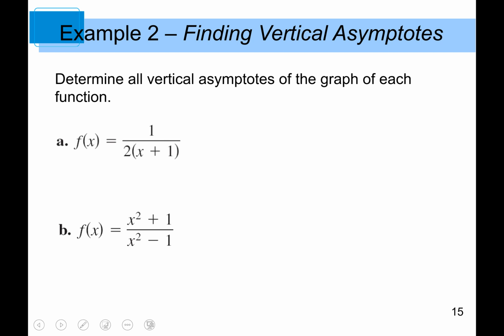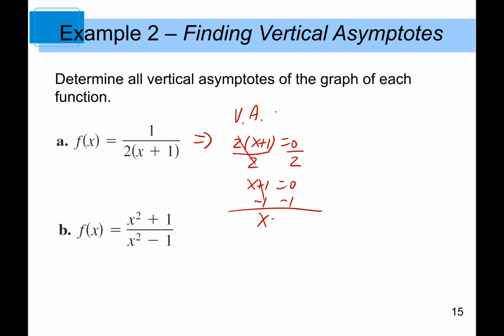So let's take a look at this. Determine all the vertical asymptotes of the graph of each function. In order to find the vertical asymptotes, you just set the denominator equal to 0. So set 2 times (x plus 1) equal to 0 and solve for x. Divide both sides by 2, cancel that, x plus 1 equals 0, subtract 1 from both sides, x equals negative 1. So x equals negative 1 is our vertical asymptote.